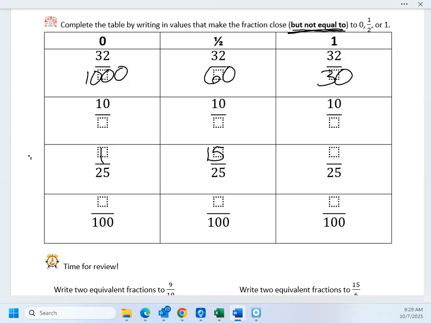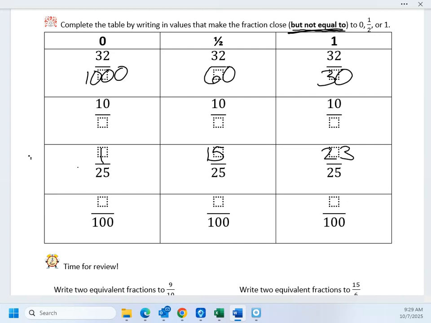Now we want to make our numerator be super close to one whole. Jude? 23. 23 is really close to that 25. Okay. On the test, you're going to have to do it both ways, filling in denominators, filling in numerators. So you need to remember what it should look like as denominators and numerators.